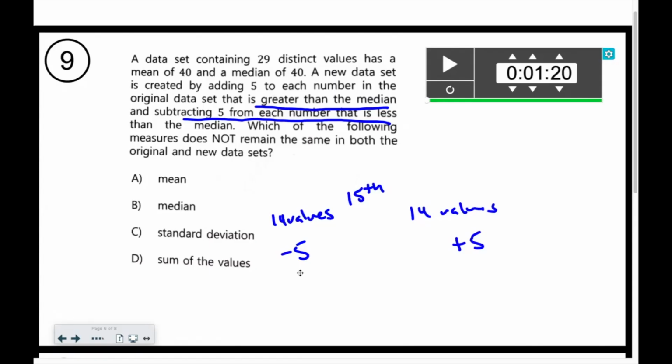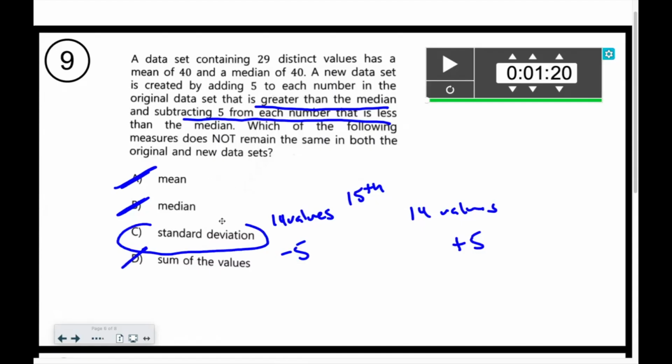So clearly, if all the numbers that are greater than the middle go up and the other ones go down, the median itself is not going to change. So which does not remain the same? Well, median certainly remains the same. Now, the mean is the sum of the values divided by however many there are. For every one of these that I add 5, I subtract 5 and they cancel out. So the sum is going to remain the same, which then means the mean remains the same.